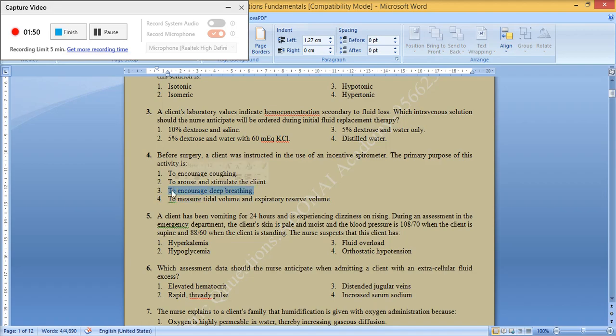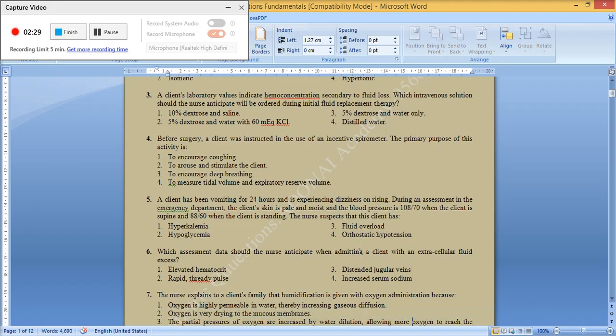5. A client has been vomiting for 24 hours and is experiencing dizziness and weakness. During an assessment in the emergency department, the client's skin is pale and moist. The blood pressure is 108/70 when the client is supine and 88/70 when the client is standing. The nurse suspects that this client has 1. Hyperkalemia, 2. Hypoglycemia, 3. Fluid overload, 4. Orthostatic hypotension. Answer 4. Orthostatic hypotension.